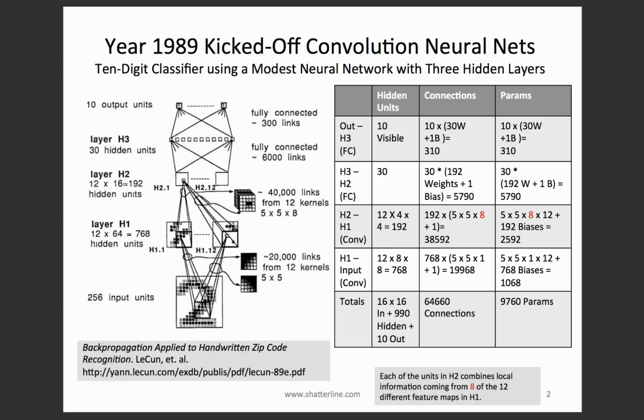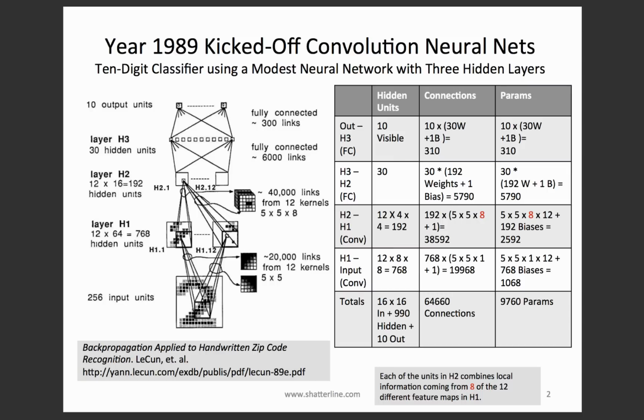Let's look at the first hidden layer H1 and its connections to the input. The hidden layer H1 has 12 feature maps, H1.1 through H1.12. The kernel size is 5 by 5 and the stride is 2. That means the input image is undersampled by half. Thus, each feature map is of size 8 by 8, giving us a total of 12 times 8 times 8, 768 hidden units for H1.